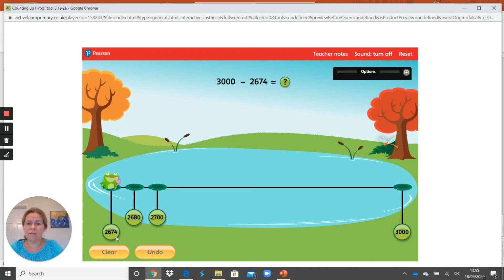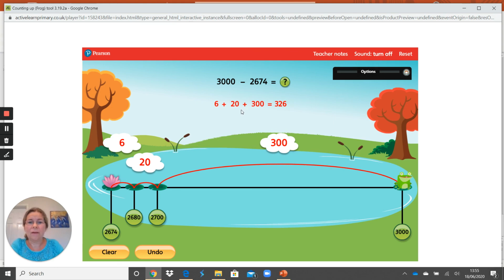He goes from 2,674 up to 2,680, and then from 2,680 to 2,700, and finally from 2,700 all the way up to 3,000, just 3 little jumps, one big one at the end. So 6 add 20 add 300, or as we prefer to write it, 300 add 20 add 6 is 326. Much easier than going all the way through the process of moving 1,000 to the hundreds to the tens, and the tens to the zeros.